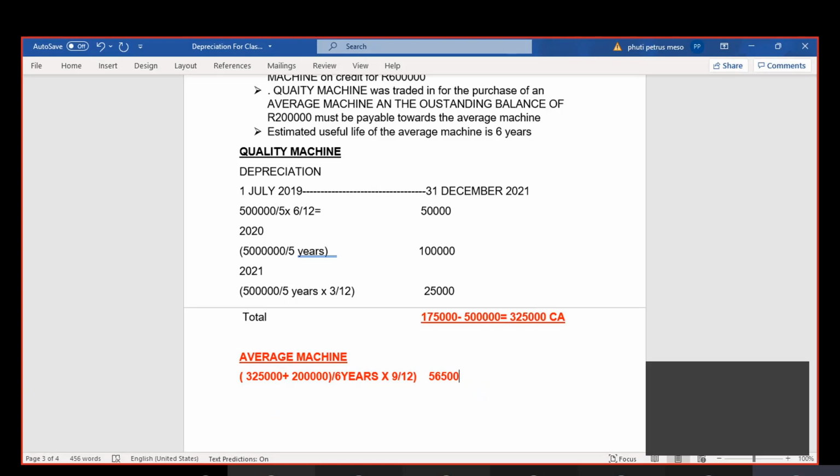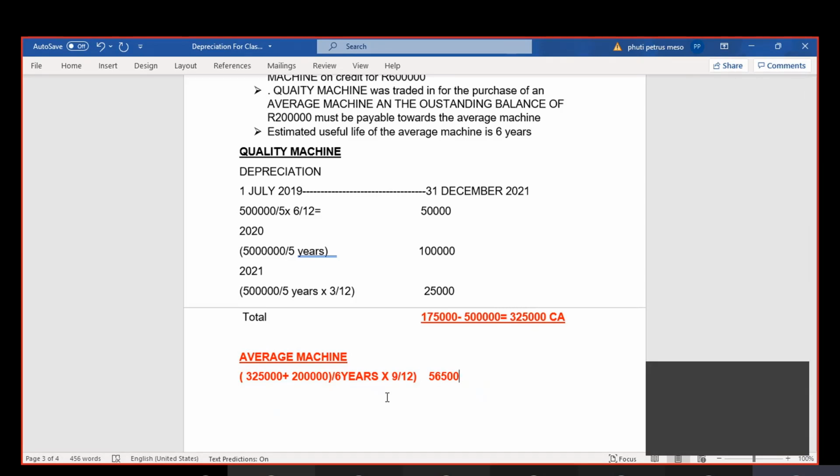The reason being, 325,000 rand, if you remember, that's your carrying value. The question says that we need to deal with this on cost. You need to always acknowledge which method you are using. However, if you're using the carrying amount, the diminishing balance method or the reducing balance method, with the 325,000 rand, you're going to be quite correct. So this simply tells you that you need to use your cost minus your accumulated depreciation and multiply it by whatever adjustment has to be made.